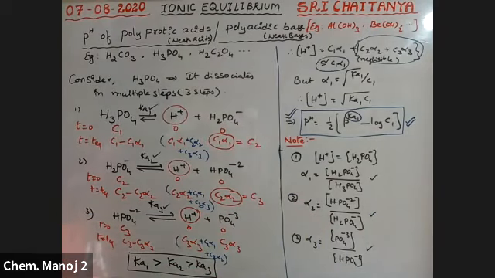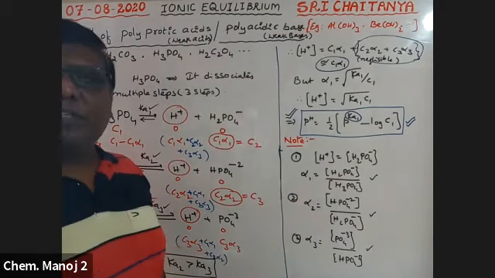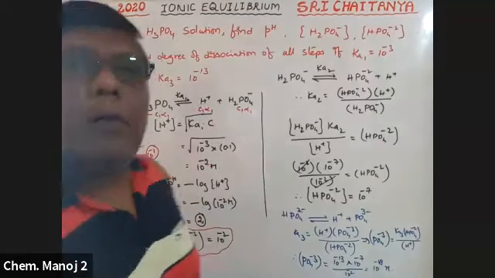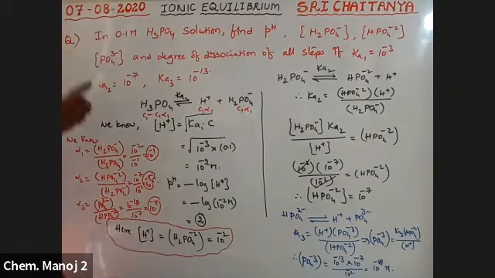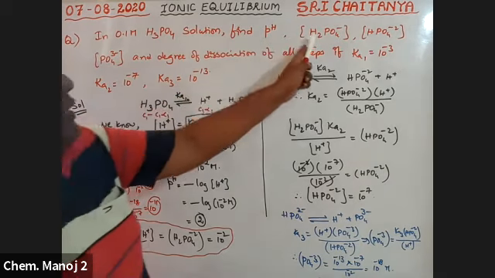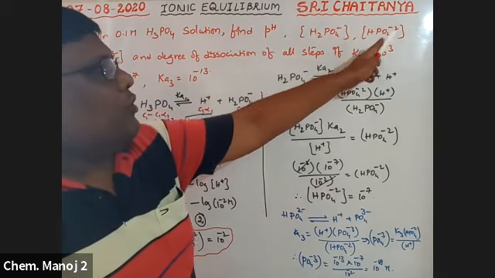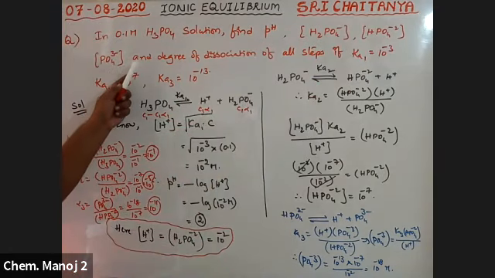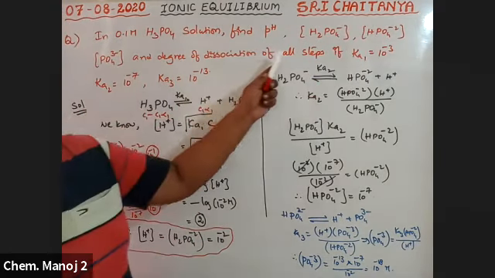So now we are doing some problems based on these concepts. So stay here. Listen boys. In 0.1 M H3PO4 solution, find the pH and the concentration of H2PO4 minus, HPO4 2 minus, PO4 3 minus, and their degree of dissociation for all steps.